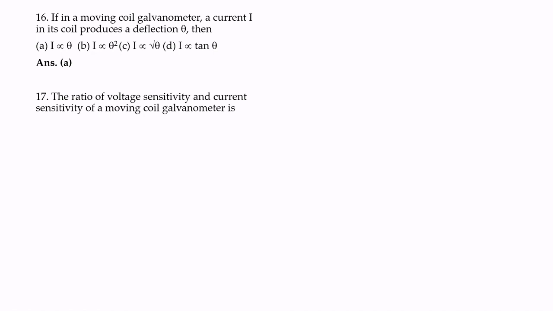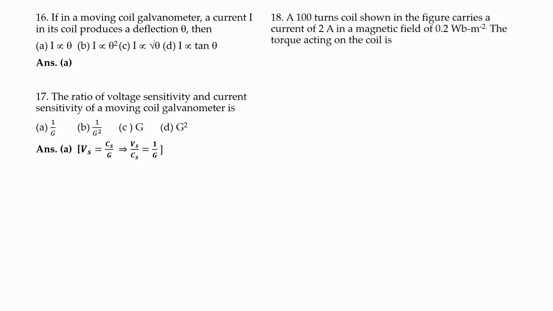Question 17. The ratio of voltage sensitivity and current sensitivity of a moving coil galvanometer is A, 1 over G. Calculations are given. Voltage sensitivity is equal to current sensitivity divided by G. Therefore, Vs by Cs is equal to 1 over G.